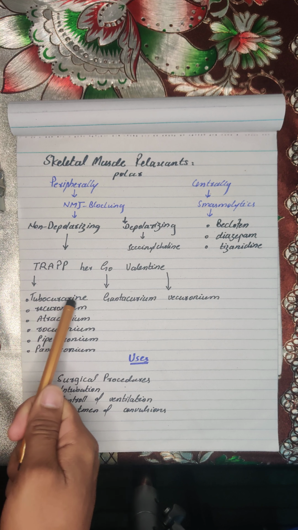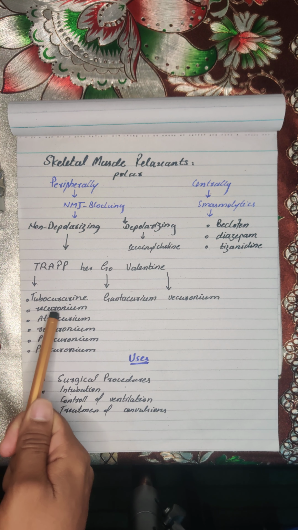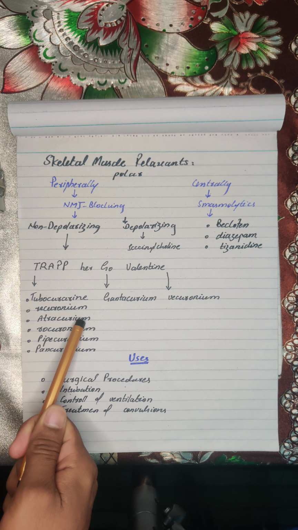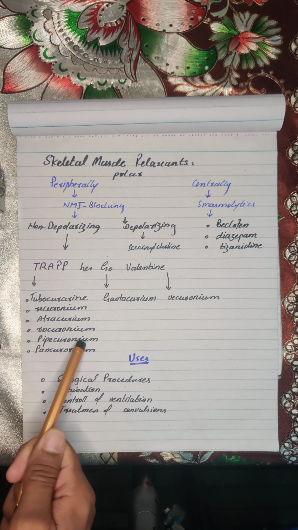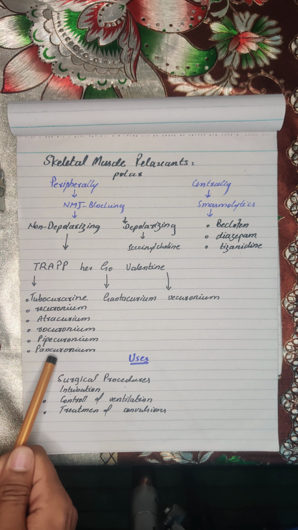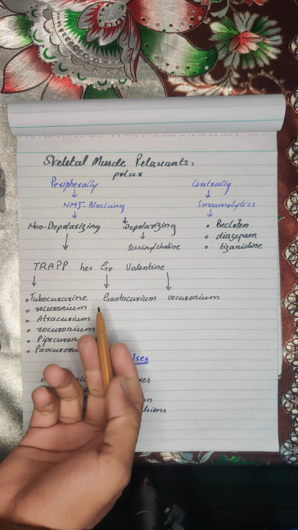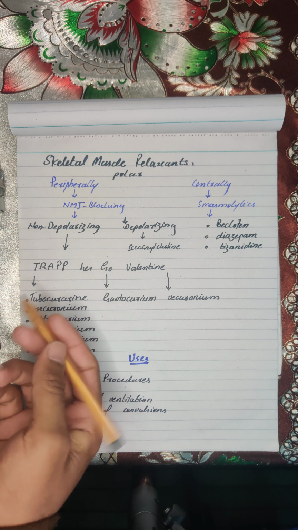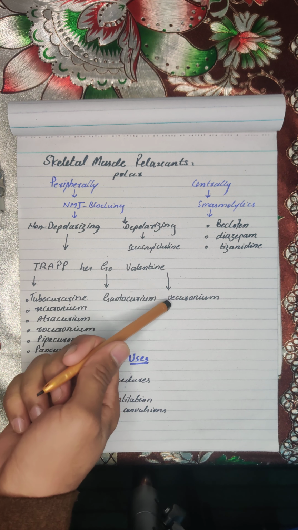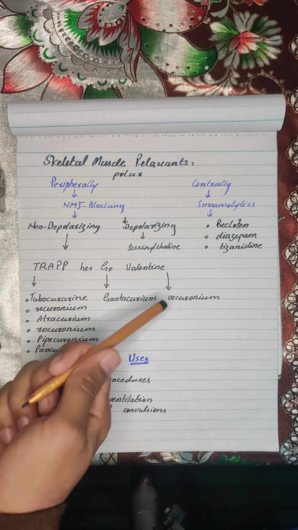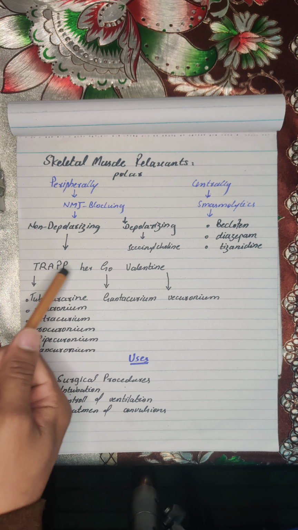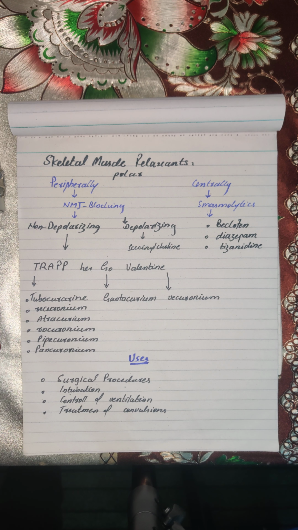T for D-tubocurarine, R for rocuronium, A for atracurium, P for pipecuronium, and the next P is for pancuronium. And here is the go: Go for gallamine, and Valentine, vecuronium. So by this mnemonic, trap her and go Valentine, you can remember all the names of the non-depolarizing agents. In this video we are only discussing the names of the drugs.